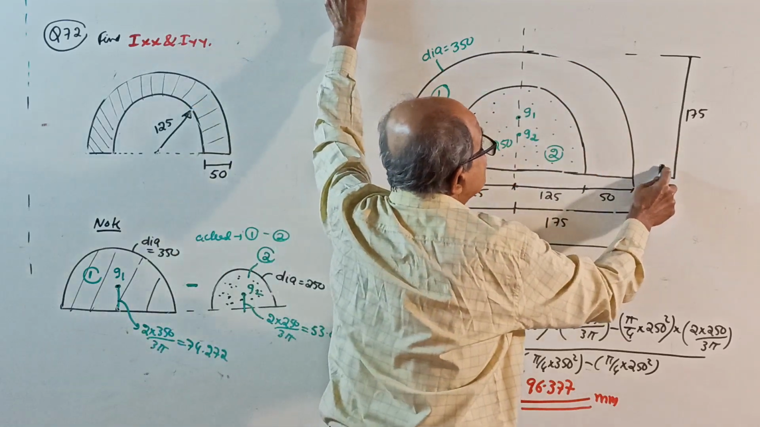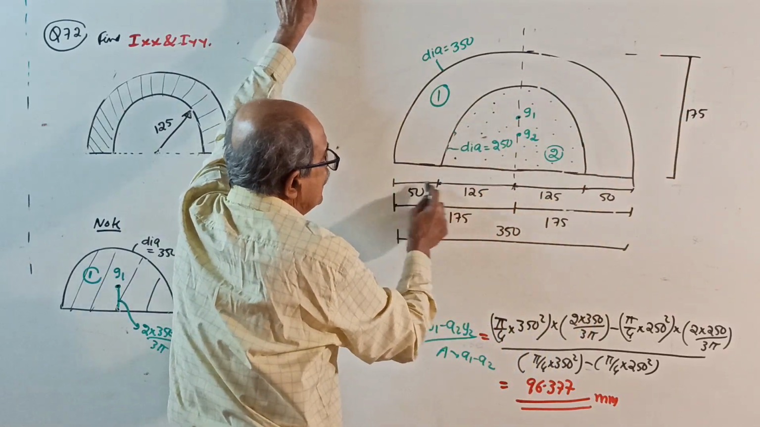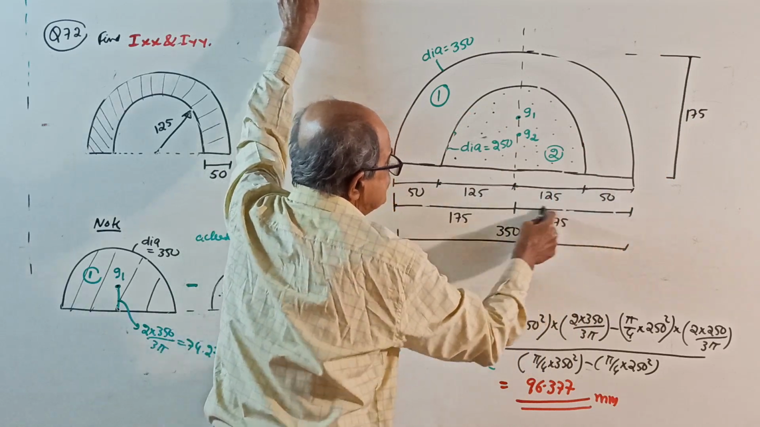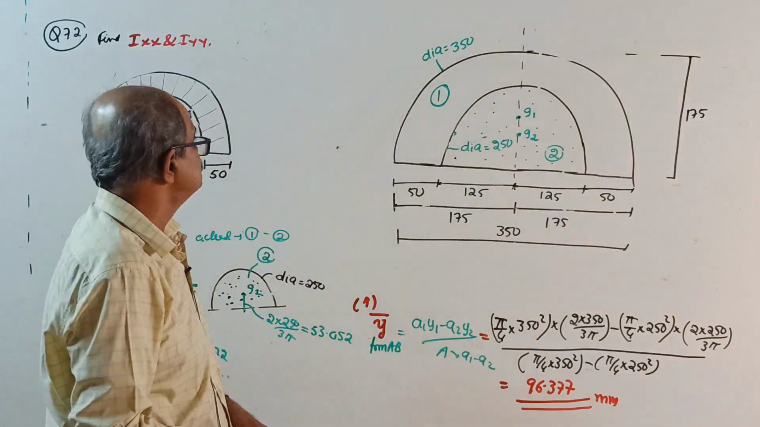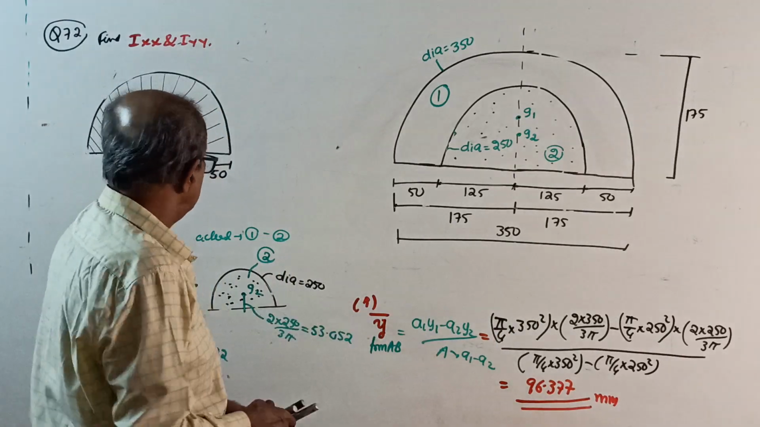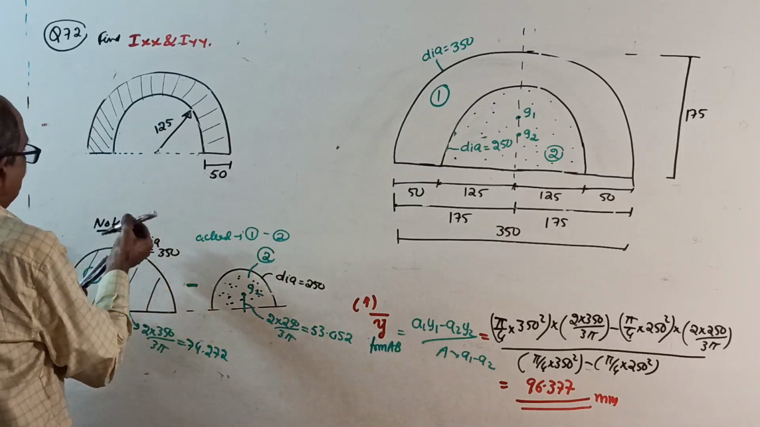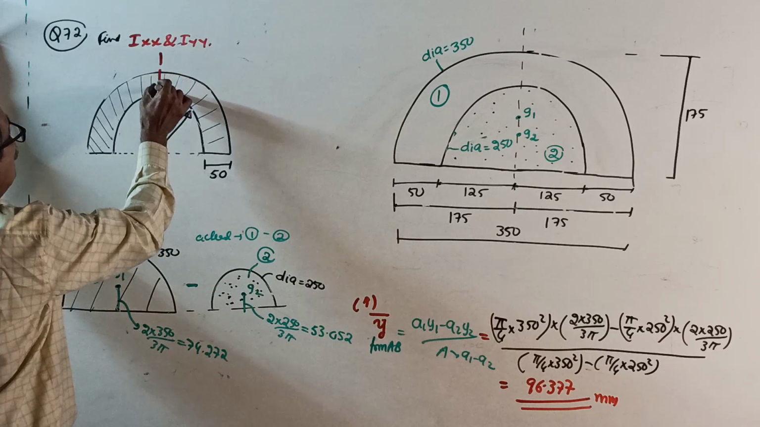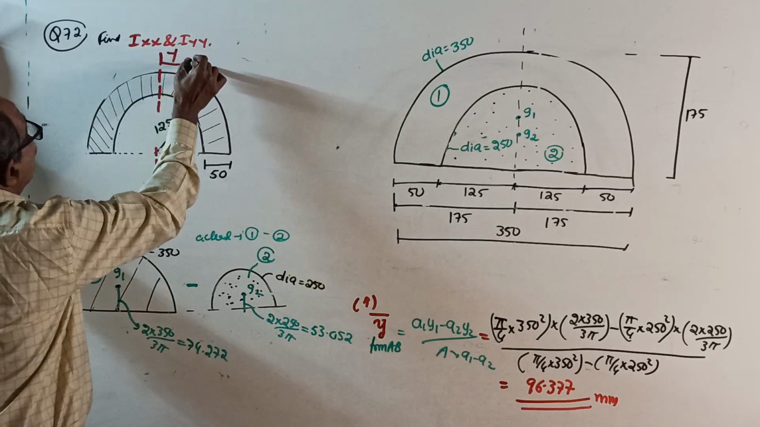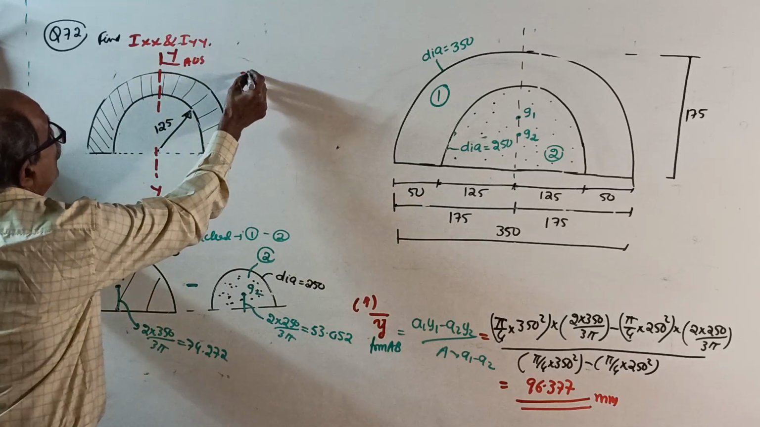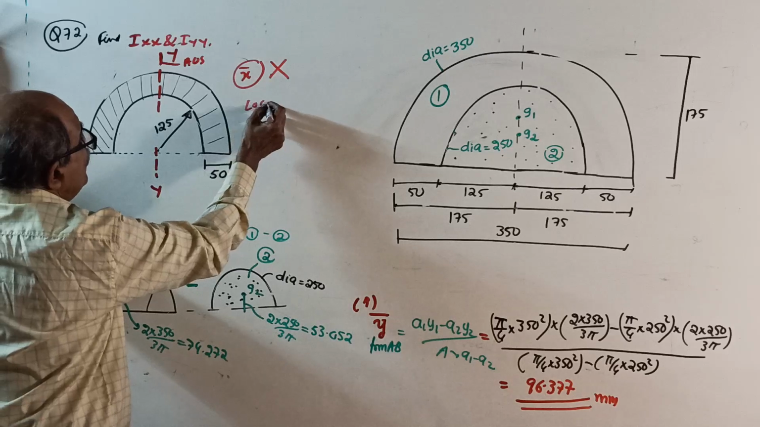Now, this is 175 total. They told 125 here, 50 here, 125 here, 50 here, 175, 175, 350. This much should be clear for you. Now, write the sketch once again and write there. This is perfectly symmetrical about the y-y axis. This is the axis of symmetry. Therefore, no need of finding x bar. We have to locate only the x-x axis.